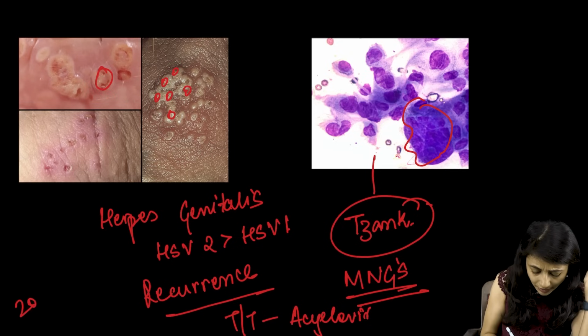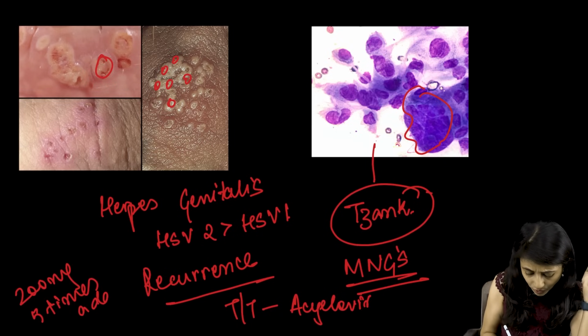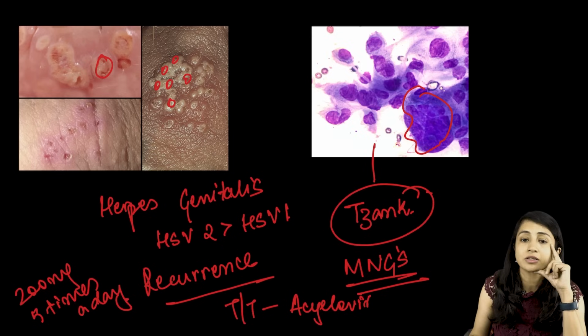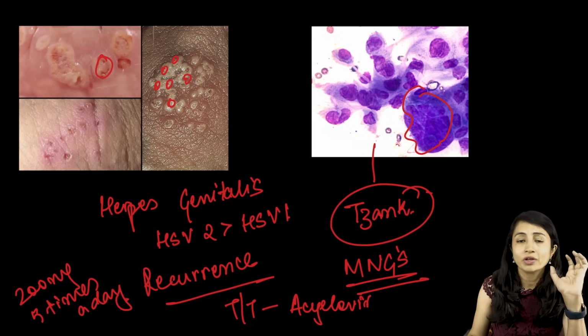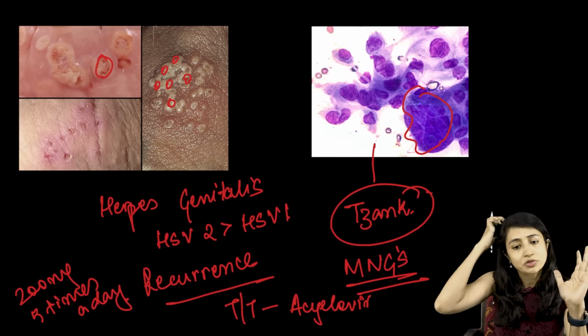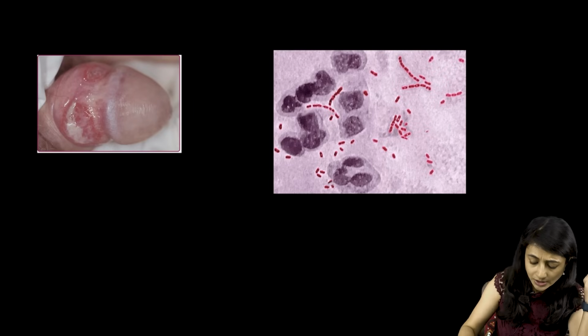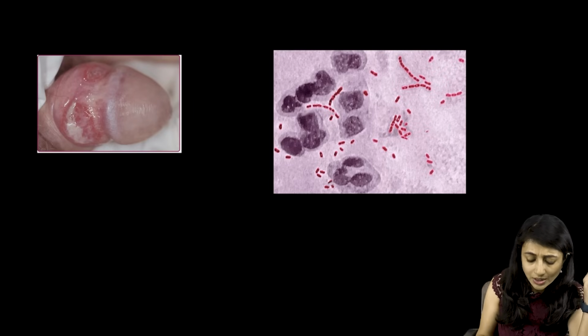200 mg 5 times a day. Right? So, 200 mg 5 times a day is the treatment of choice. So, they will give you some sexual history, and then they will give you these different ulcers and ask you about it. What is this?